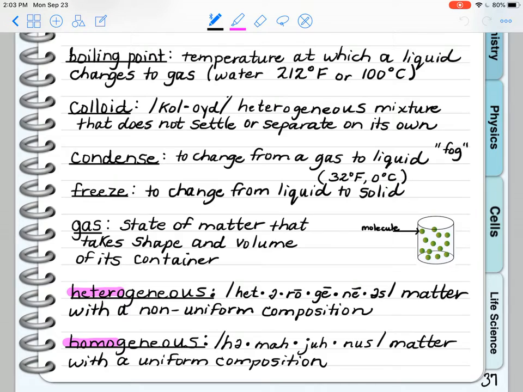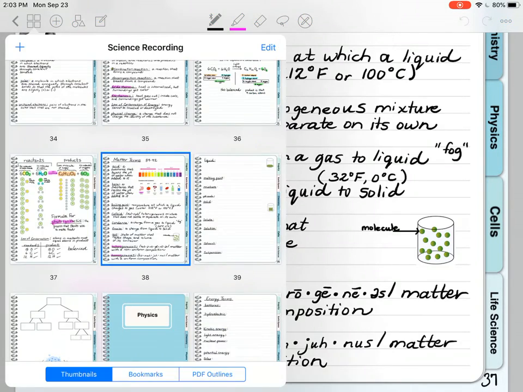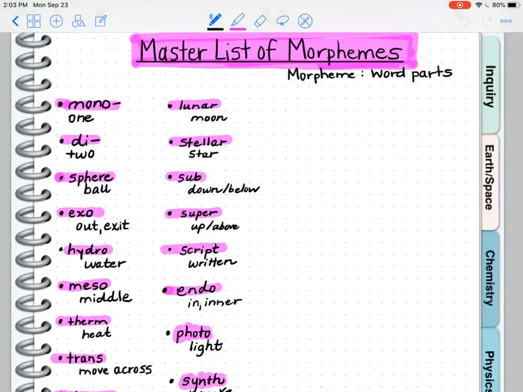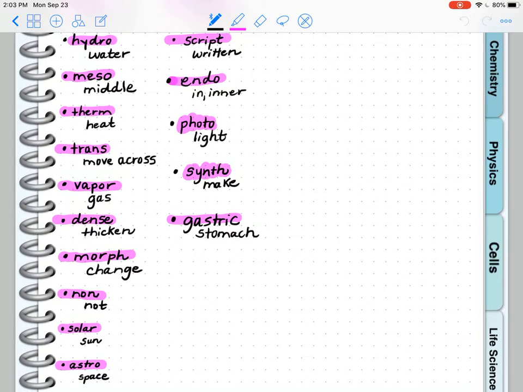We need to add these two morphemes to our page of morphemes. So let me go back to that. I need to bookmark this page. We're getting a lot of these.